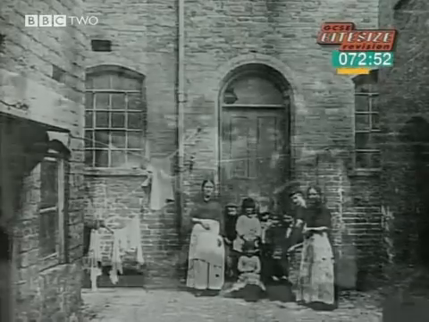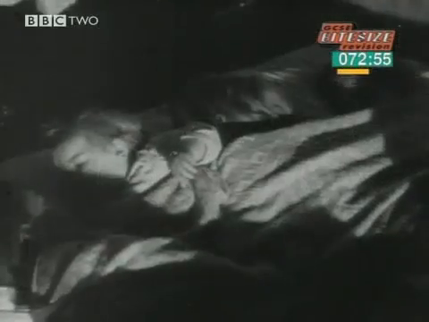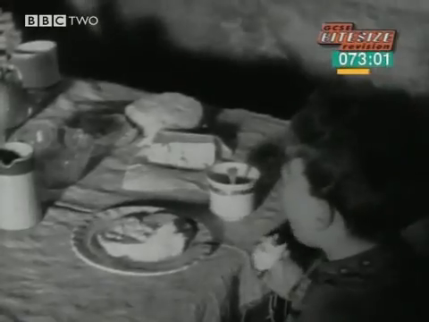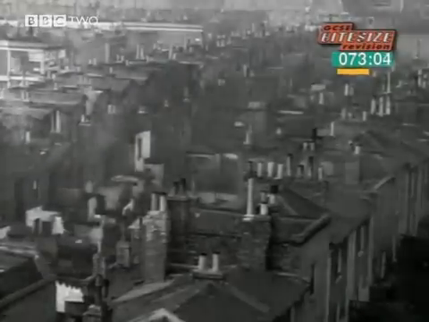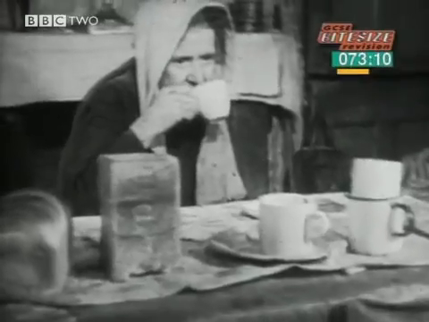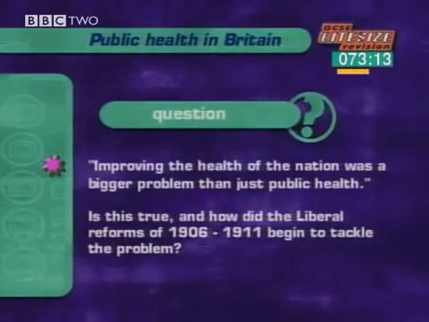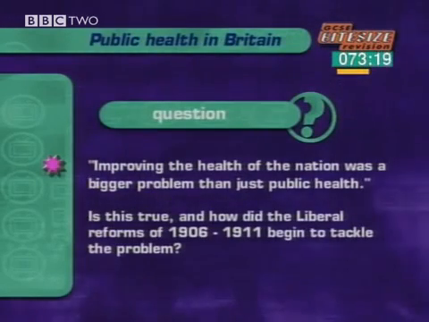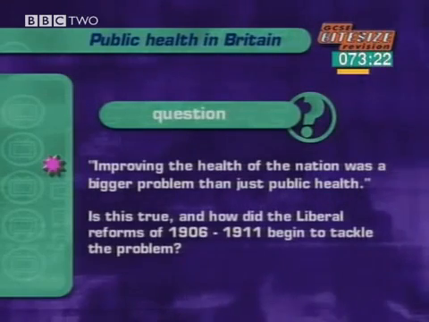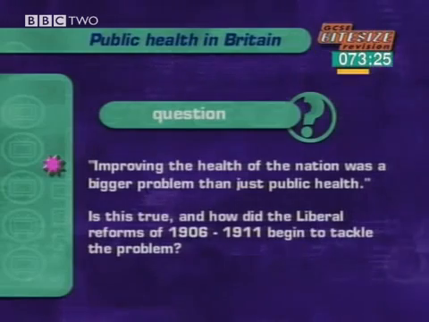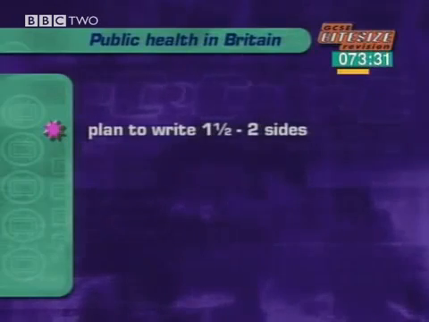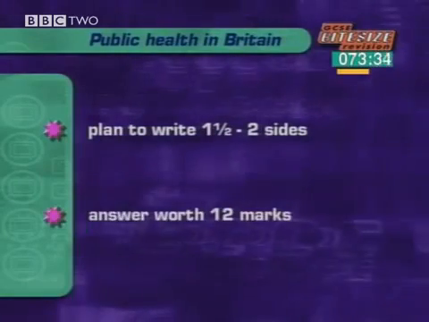Yet even at the turn of the 20th century, there were still very high levels of infant mortality. There was also a new Liberal government, ready to intervene much more directly in the health of the nation. As you watch the next clip, make a plan for an essay in answer to the following question. It's one you could well come up against in the exam. Improving the health of the nation was a bigger problem than just public health. Is this true, and how did the Liberal reforms of 1906 to 1911 begin to tackle the problem? You should plan to write 1.5 to 2 sides on this question, which would be worth about 12 marks.